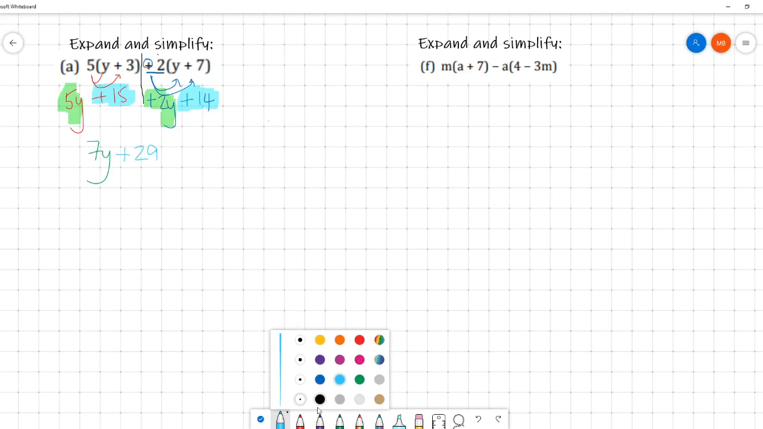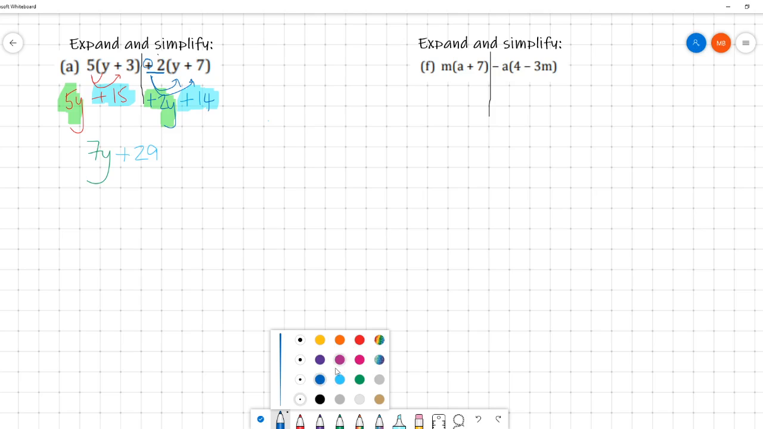Now let's go ahead and look at the second example. This example is a little bit different because of the negative signs in the second bracket. So the way we start the question off is very similar to the first. We're just going to expand the bracket on the left hand side first.